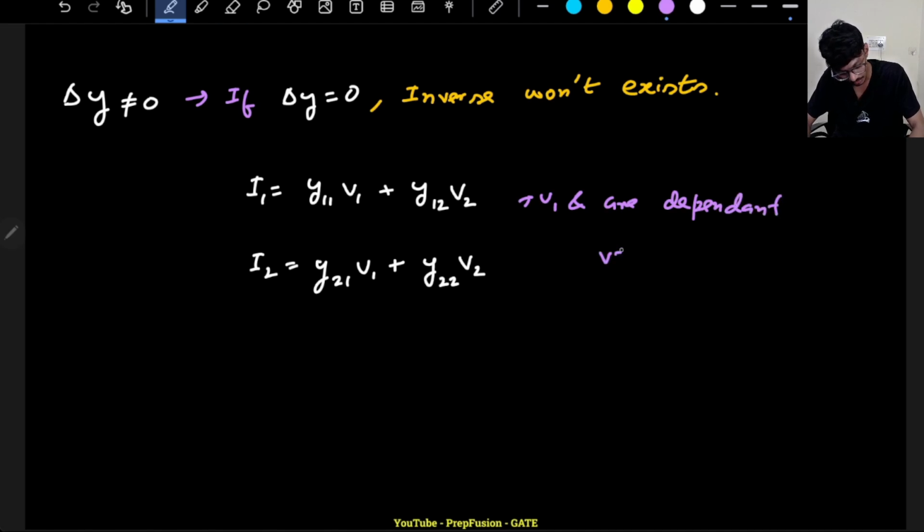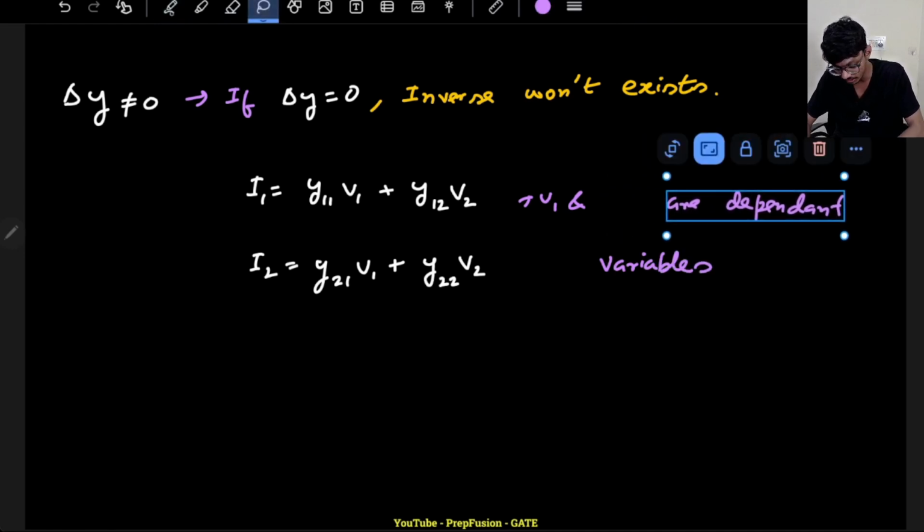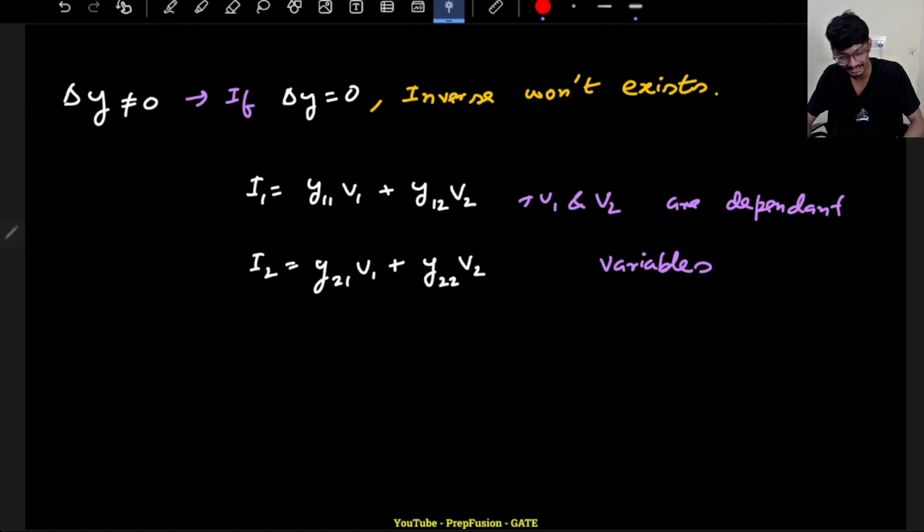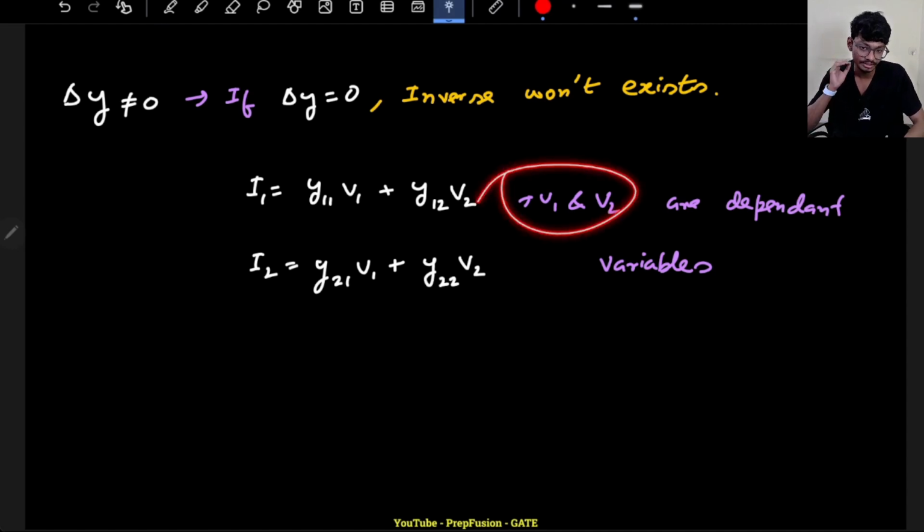Now, if you are not able to understand, don't worry. This you will learn in linear algebra. Just for now, take my word that if the determinant is 0, that signifies that v1 and v2 will be dependent on each other. v1 and v2 are not independent.